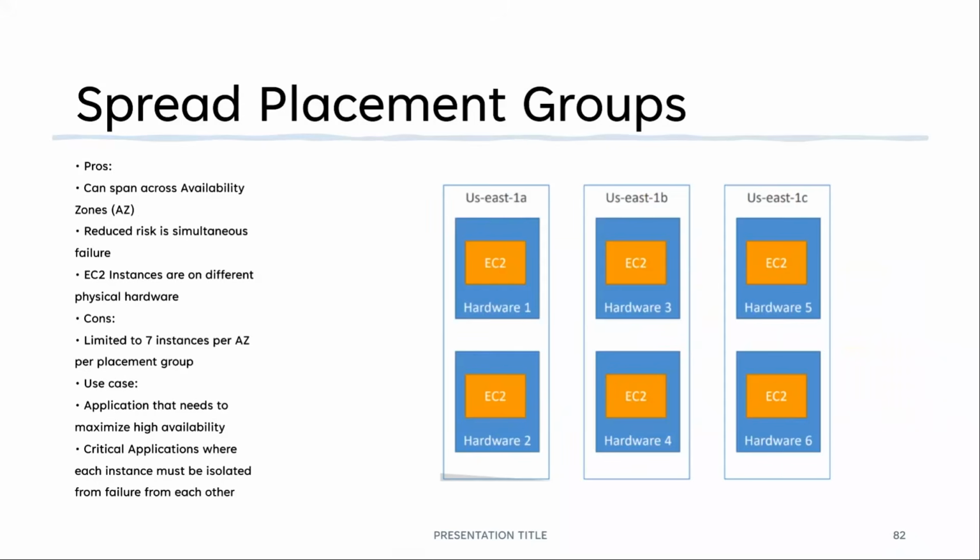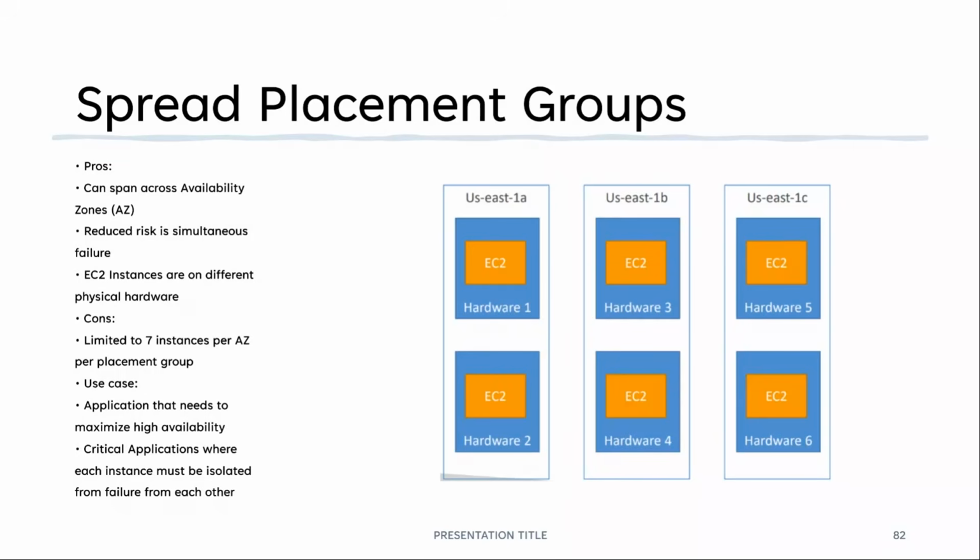Talking about the spread placement group, as you can see in this diagram, the EC2 instances are spread across multiple availability zones, right? So you will go for spread placement groups if your requirement is high availability.